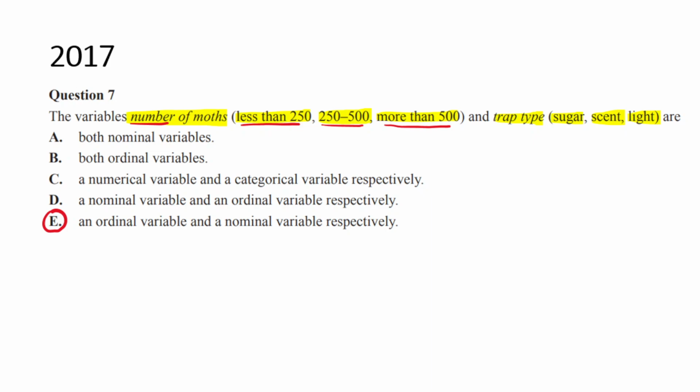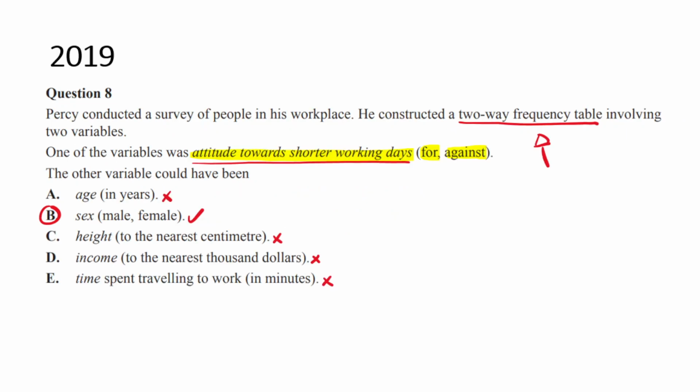Okay, that brings us to the end of this video. And as I said, in the next video, we'll be going through and looking at types of graphs, such as two-way frequency tables, segmented bar charts and parallel box plots, and what types of variables we compare in those types of charts.